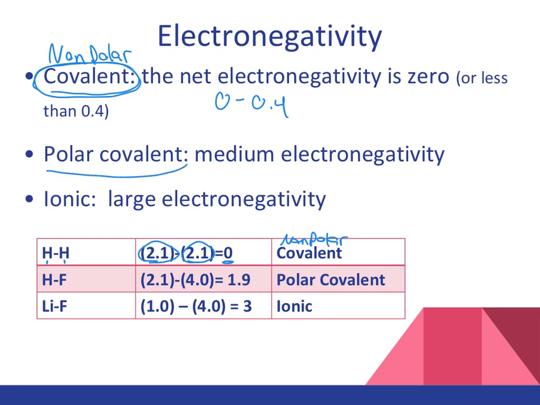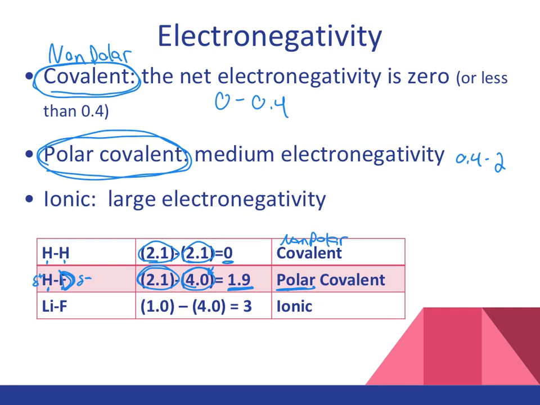So now, if I look at my polar covalent, here we're going to see a medium electronegativity difference. Really, we're looking at between like 0.4 to 2 or so is going to be my range for polar covalent. So here if I look at hydrogen bonding with fluorine, hydrogen has an electronegativity of 2.1. Fluorine has an electronegativity of 4.0. So the difference there is 1.9. So what that tells me is that fluorine is going to attract the electrons more tightly than hydrogen is able to. So these electrons are going to be hogged over here on the fluorine side, which means I'm going to have a partially negative end with the fluorine and then a partially positive end with my hydrogen, and that will make this a polar covalent bond.